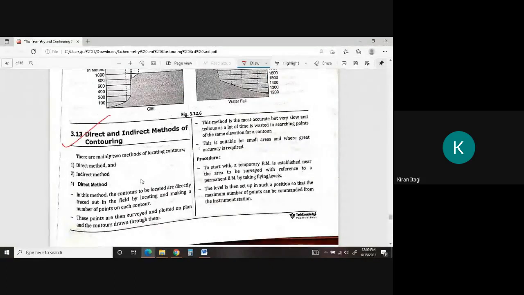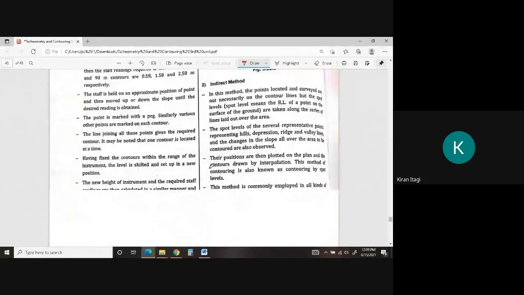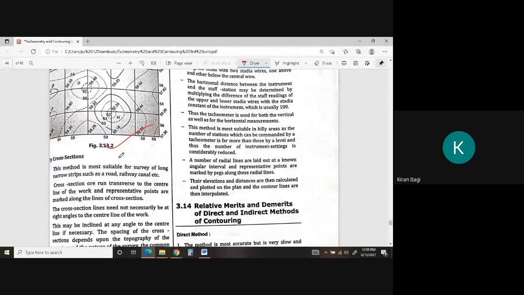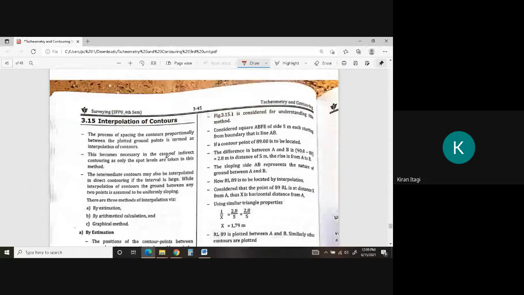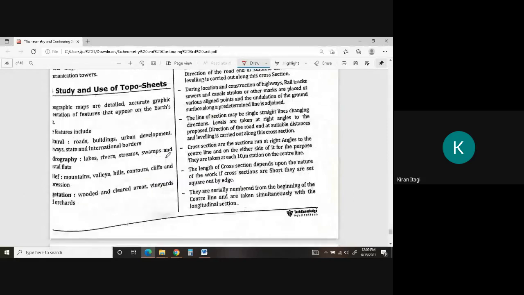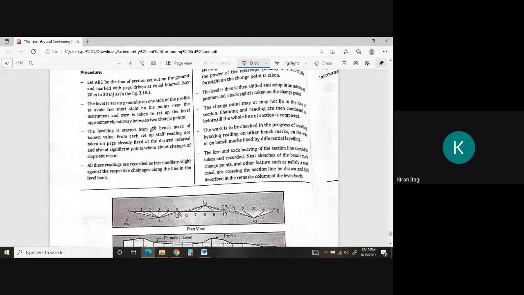This one they will ask direct and indirect method of contouring. Okay, this is how we will plot. Nothing much he will ask from this one. Okay, only this much is there. This is around 1 hour, it will get completed.